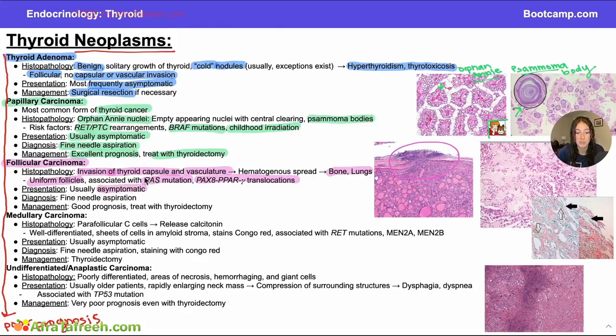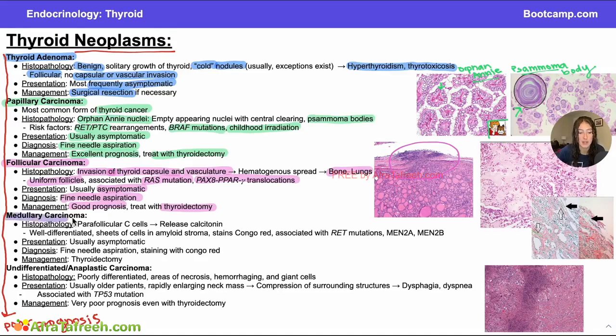The presentation is usually asymptomatic. Again, we diagnose with fine needle aspiration, like we diagnose most of our thyroid malignancies. And then we have a good prognosis here. We treat it with thyroidectomy. However, you can see why this prognosis wouldn't be as great as papillary carcinoma because of this potential for hematogenous spread to different routes like the bone and the lungs.